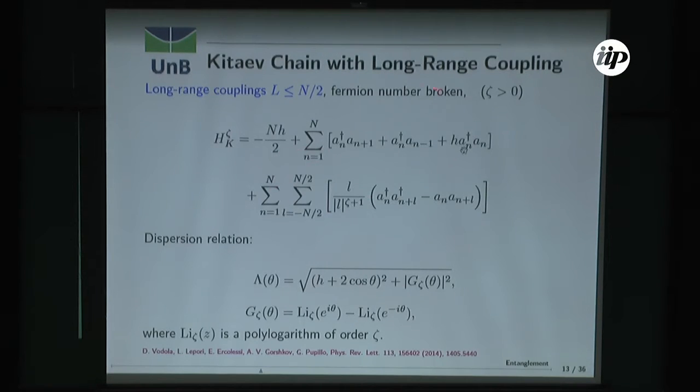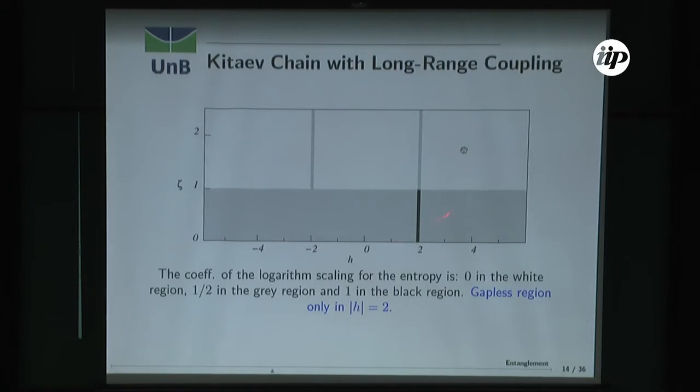Another example is if we add to the Kitaev chain some long-range coupling that decays with the distance L, according to this exponent. So we can also work out the spectrum, and it will depend on some polylogarithm function. We also have the spectrum, and we also have the entropy. Here, for the logarithm part of the entropy, the coefficient of the logarithm of x in the white range is 0. It is non-critical then. But in the gray region, it can be one half, and in this black region, it can be 1. Okay, that is our cooking.